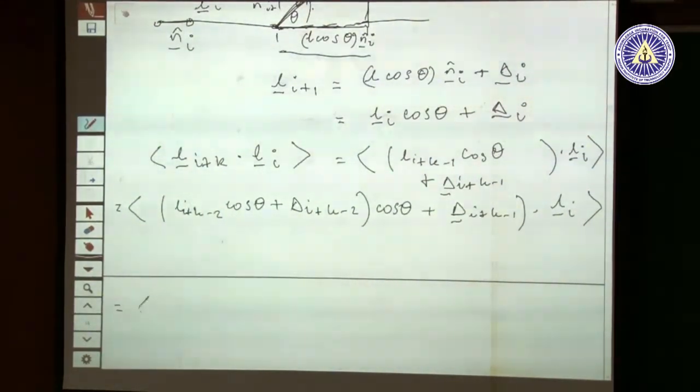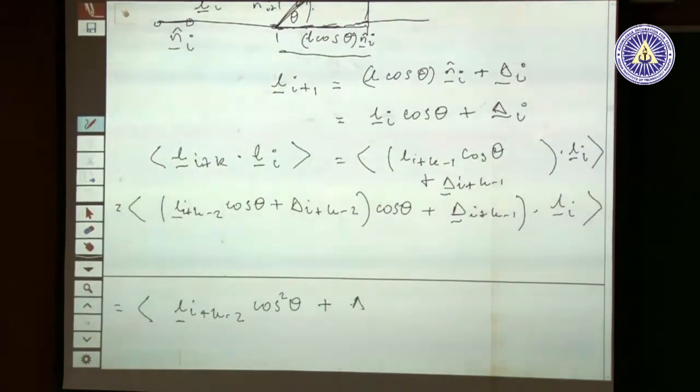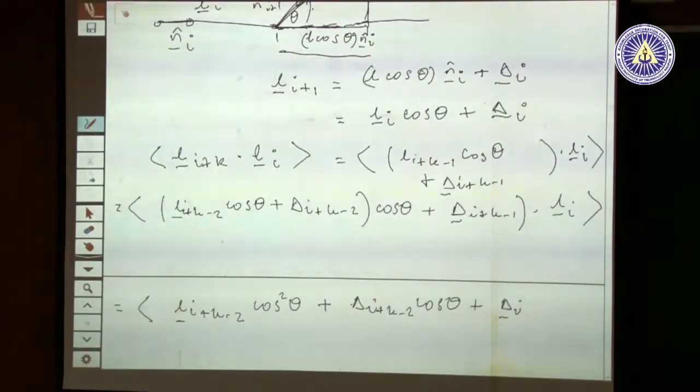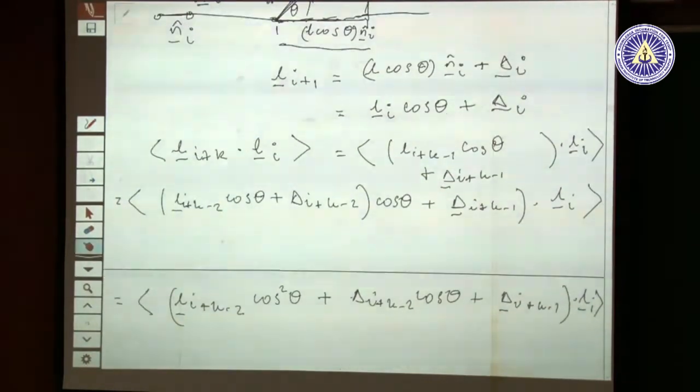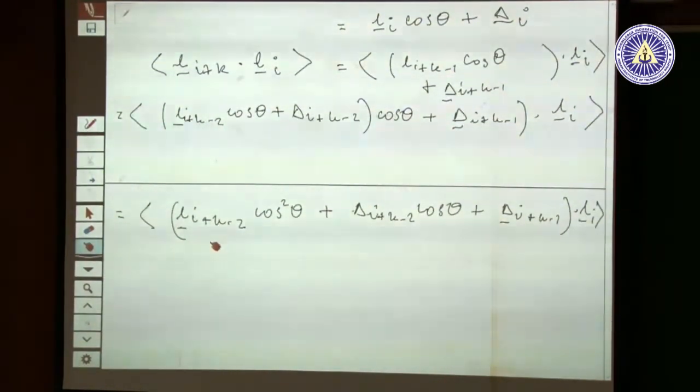So, this would be the average of Li plus k minus 2 cos squared theta plus delta I plus k minus 2 cos theta plus delta I plus k minus 1, the whole times dot Li average. Okay. Right. Now, you can imagine I can keep going, but let us do the average here for the timing.